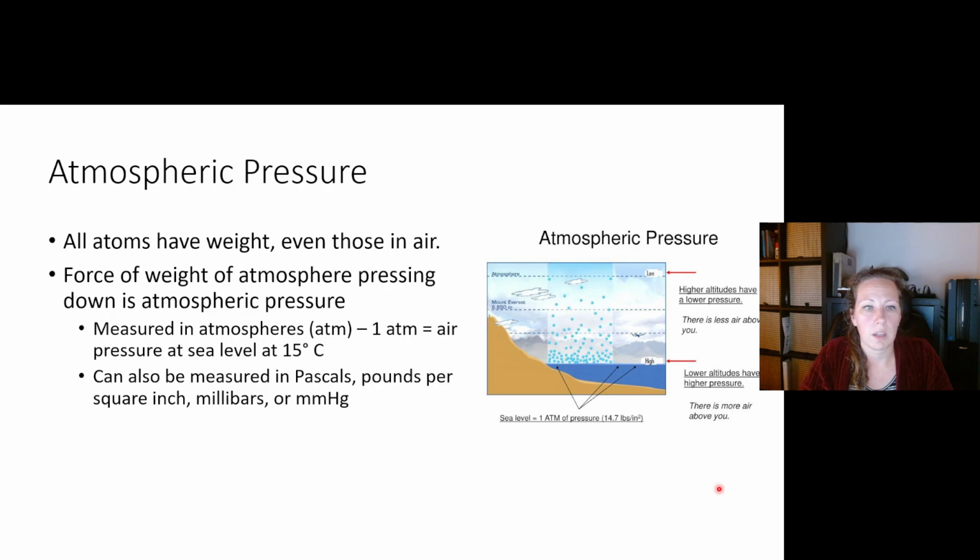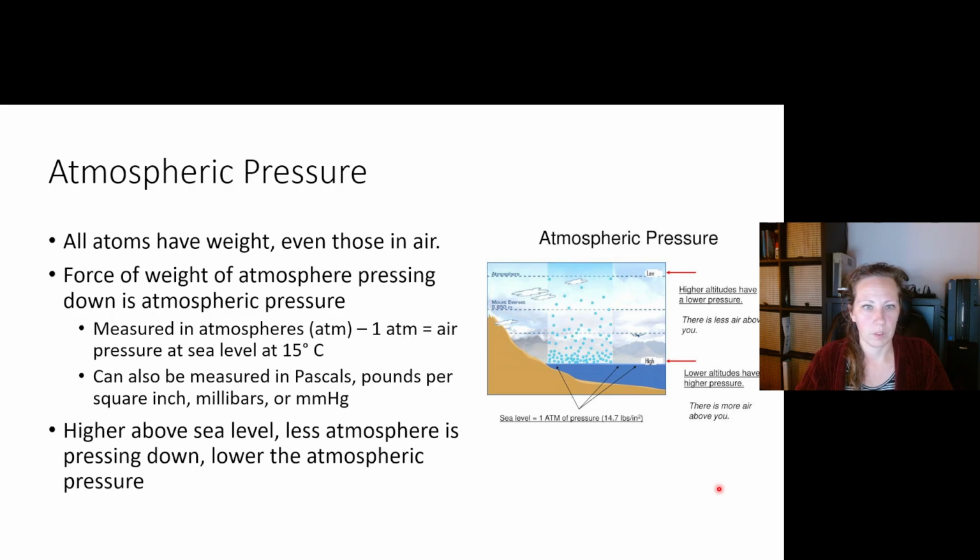There's various ways we can measure it. We can measure it in pascals, pounds per square inch, millibars, millimeters of mercury. For now, we're just going to focus on measuring it in atmospheres. And so 1 atmosphere is the atmospheric pressure at sea level at 15 degrees Celsius, which is about 60 degrees Fahrenheit. And so the higher we are above sea level, there's less atmosphere above us pressing down, and so the atmospheric pressure is lower.